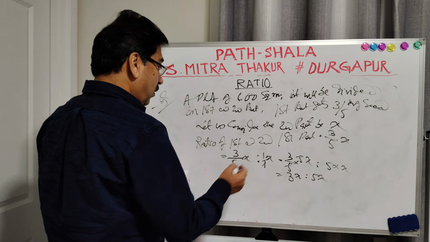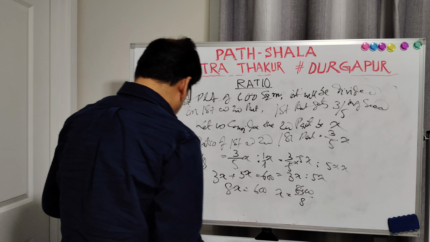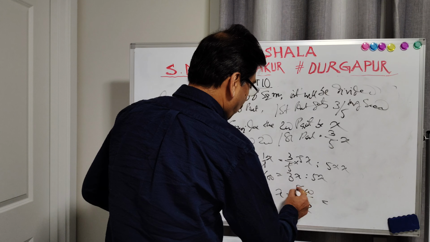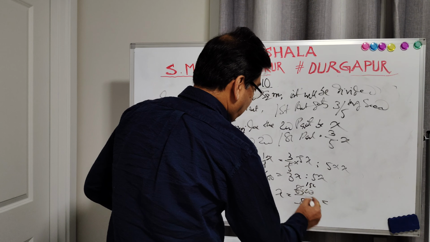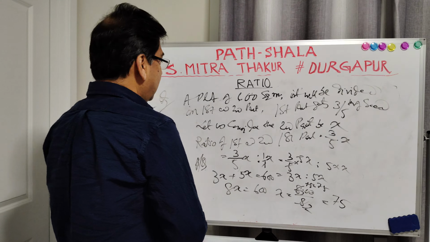So according to the question, 3x plus 5x is equal to 600. So 8x is equal to 600. So x will be 600 divided by 8, that is 75. So the value of x is 75.